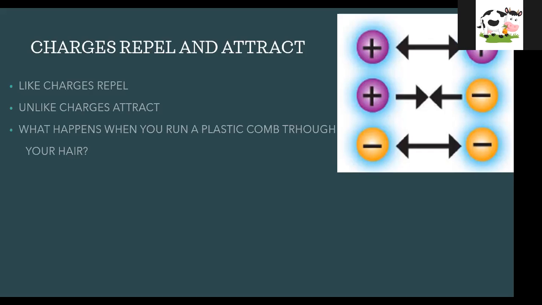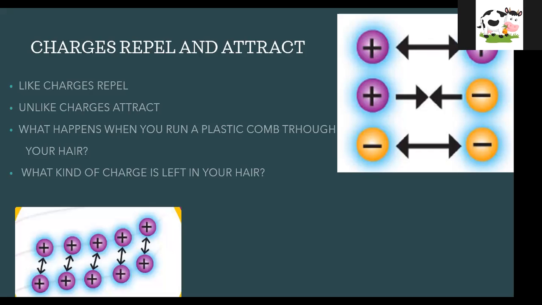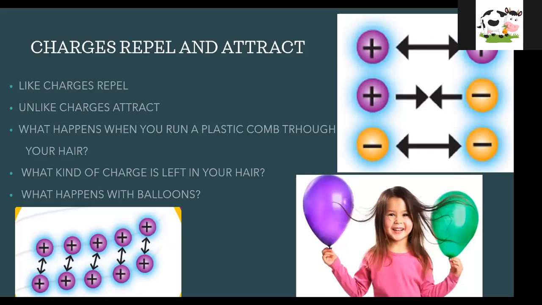Good, very good. So what do you think will happen to your hair? What's left in your hair? What charge? Sophia? The positive ones. Good, very good. So now your hair will be left with a lot of positive charges, right? What happens now when you put a balloon next to your hair? Your hair will float up. Yeah, it'll float up. So it'll look something like this, right? Because all the positive charges are pushing your hair apart from each other, and then the balloon has lots of negative charges. So your hair will stick to the balloon.